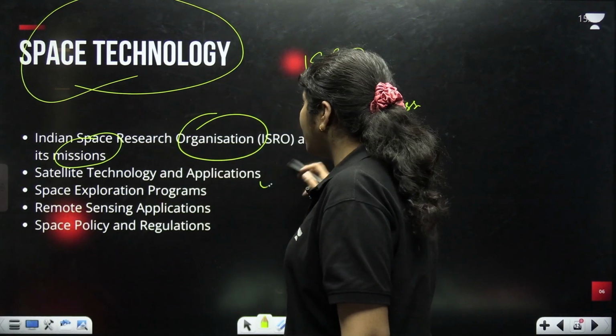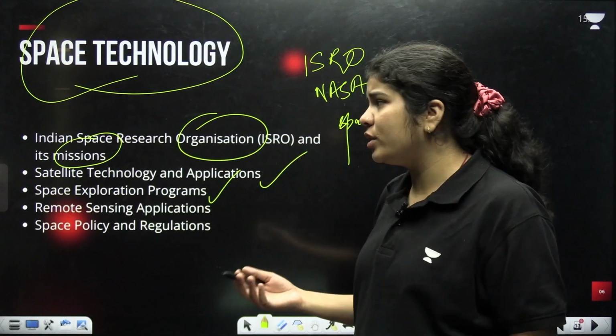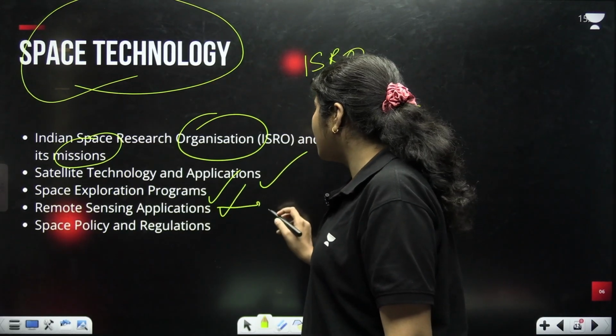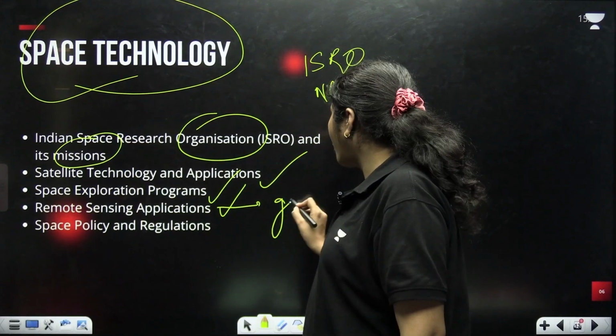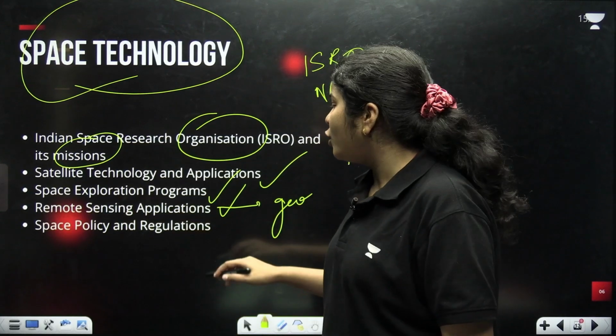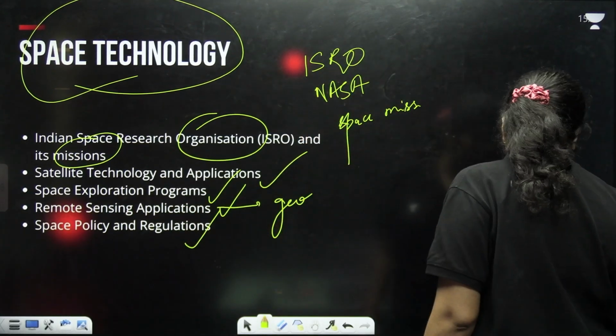Then we have satellite tech and application space exploration programs that are now and then happening. Then we have remote sensing application which has got its overlap with geography optional subjects, so people who have geography optional might be benefited here. We also have space policy and regulations because that's something that I said that will not leave us.